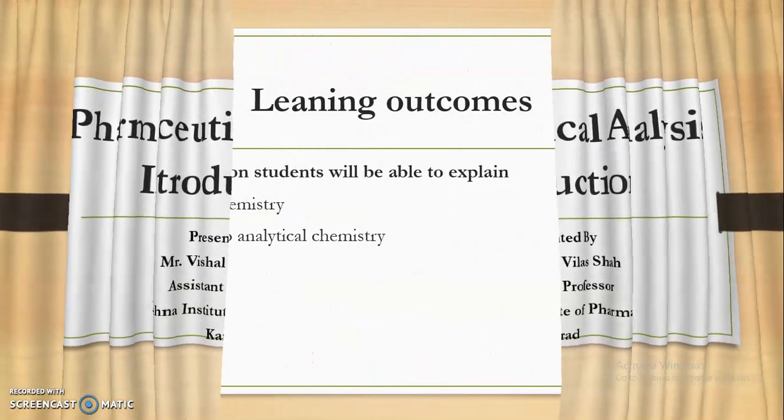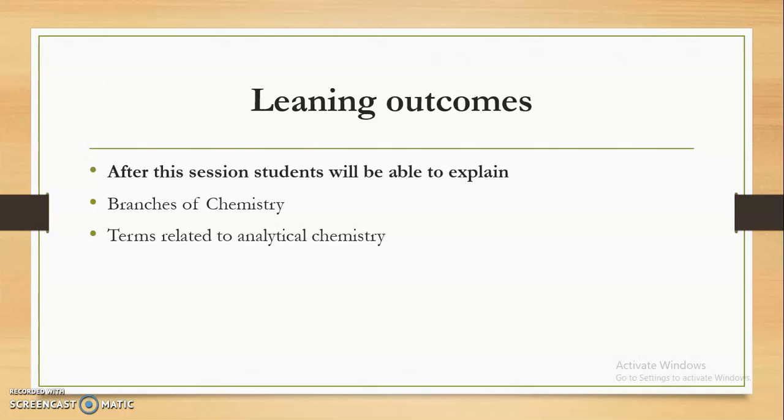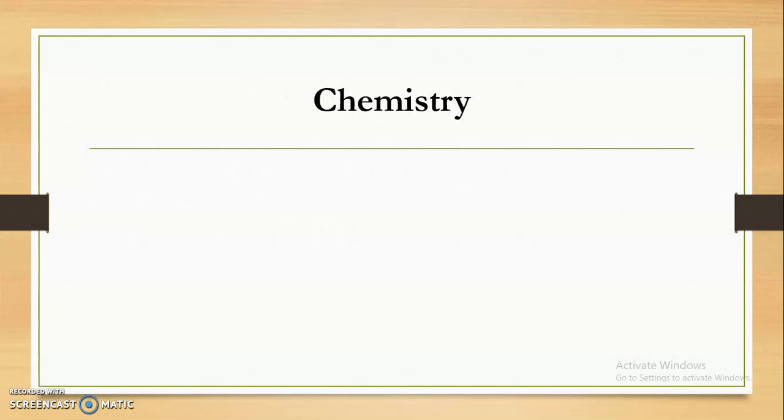Now before starting today's session, we will see what the learning outcomes of this session are. Means after this session, students will be able to explain the various branches of chemistry and various terms that are related to analytical chemistry. So let's begin this session.